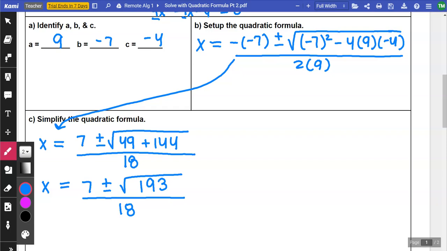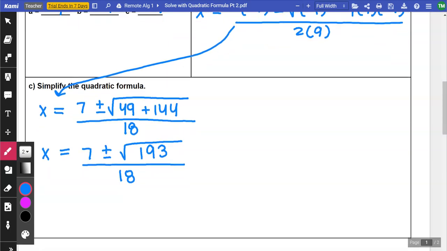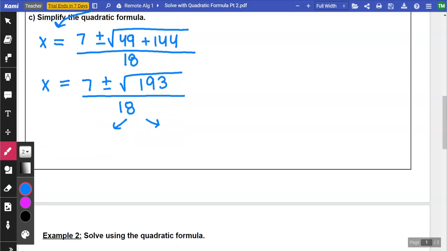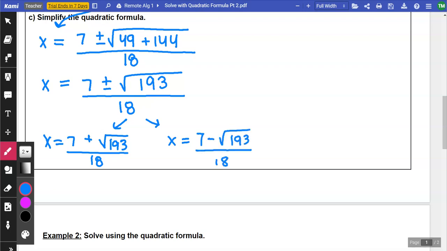So I'm pretty sure that the square root of 193 can't be simplified further. So because of that, we are actually going to leave our answer in this form. If I split this up into its two answers, it would look like x equals 7 plus the square root of 193 all over 18. And then x is equal to 7 minus the square root of 193 all over 18. So these two fractions cannot be simplified any further, so we're going to leave our answers like this.